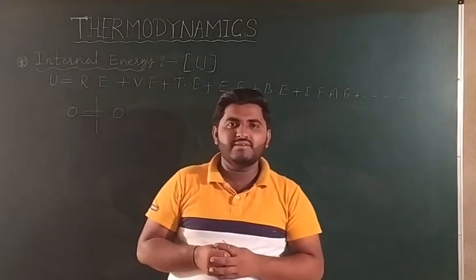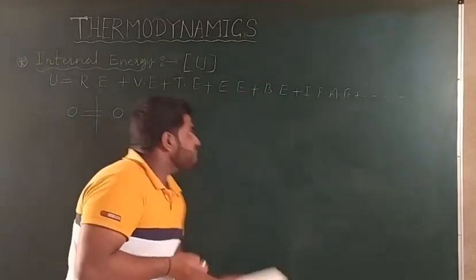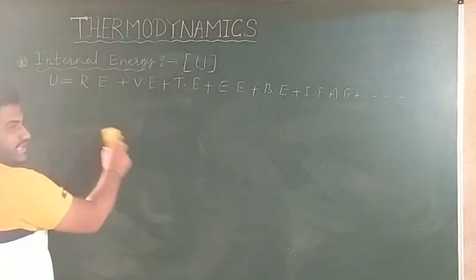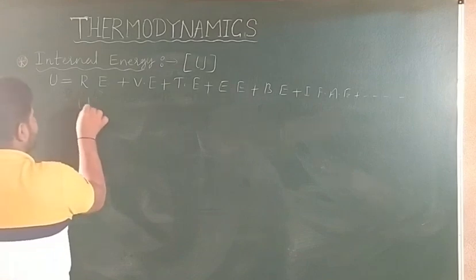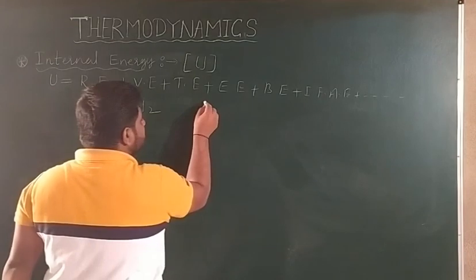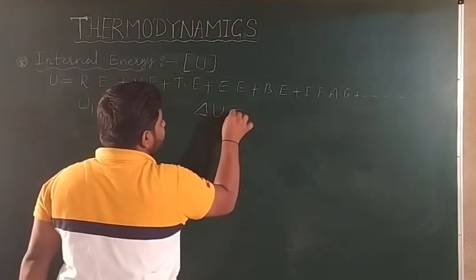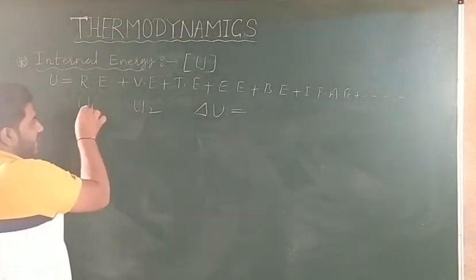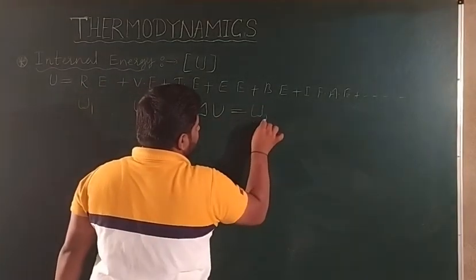How can change in internal energy be determined? Let us say a system having only O2. The O2 molecule has internal energy initially U1, finally U2. Then what about the change in internal energy? Del U is equal to final internal energy minus initial internal energy.